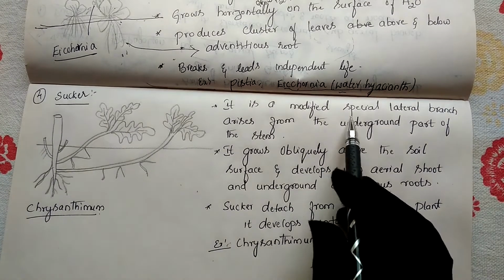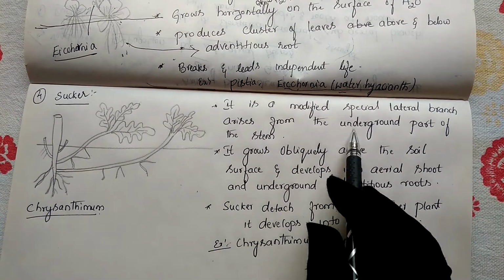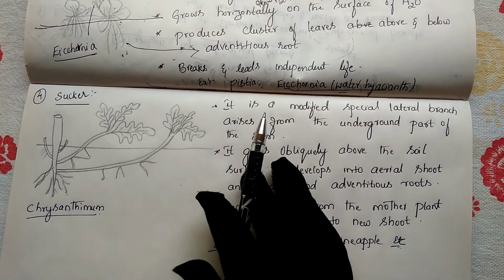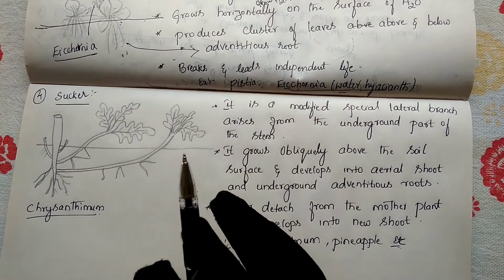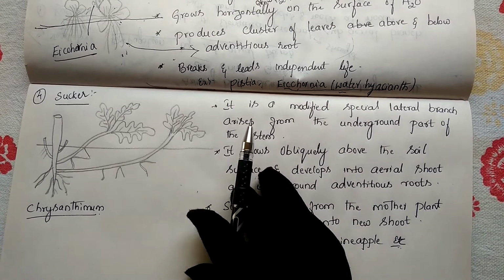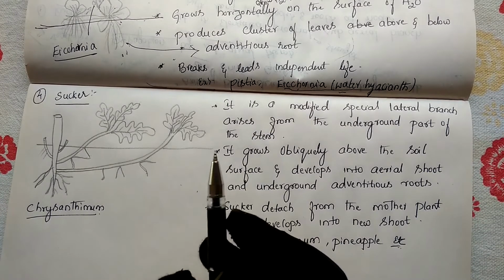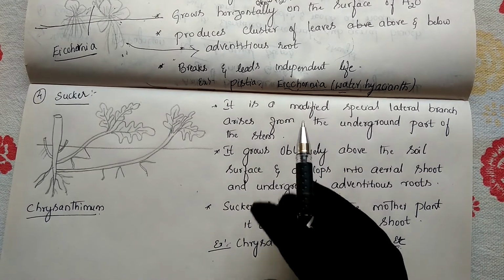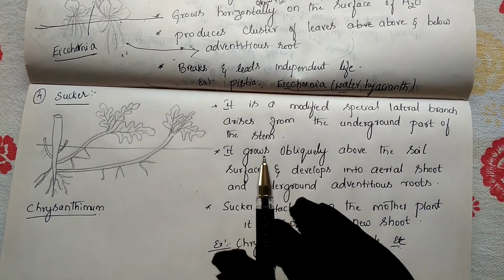So it is a modified special lateral branch that arises from the underground part of the stem. Usually you have seen that the branches arise above the surface of the soil from the stem, in many normal plants. But where are the branches arising here?